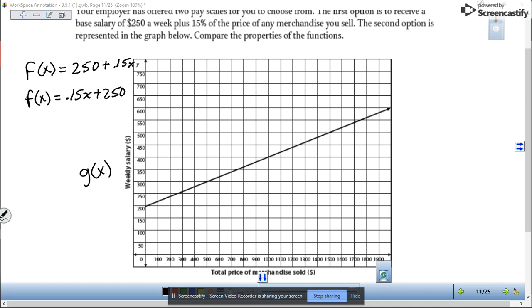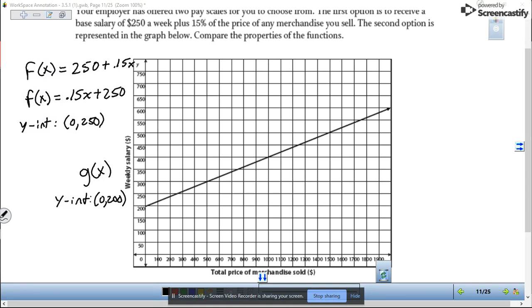Well, first off, what's my y-intercept? Y-intercept here is (0, 250). My y-intercept down here is (0, 200). So basically, if you're comparing the y-intercepts here, in this scenario, the first option is going to pay you a base salary of $250. The second option, given by the graph, is going to pay you a base salary of $200, right? We know that because that's the starting amount. If you don't sell any stuff, you're going to get $200.